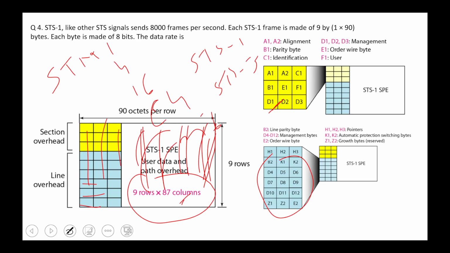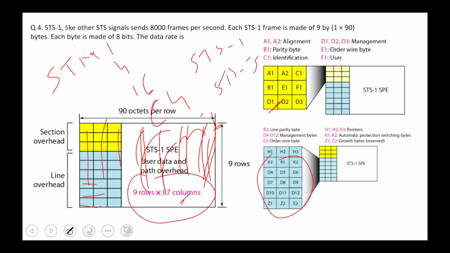This H1, H2 will be a pointer. Pointer means where you have to send the data, which place. So this will point to that data. Okay, I want to send to Harshita, Jonak, Namita and Jagannath, so where to point. B2 will be the line parity bit.